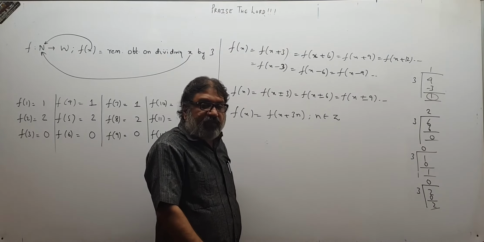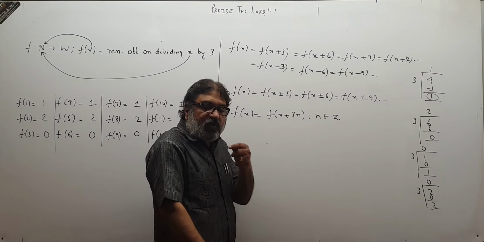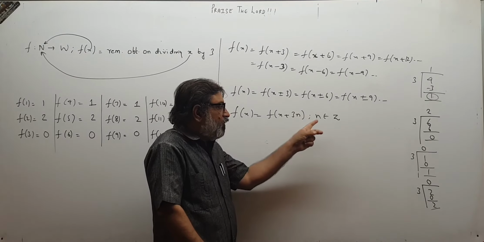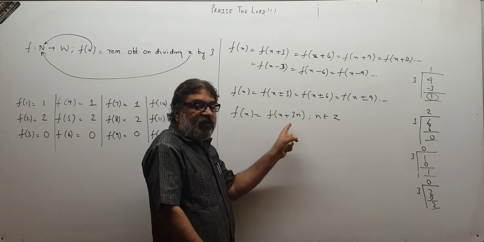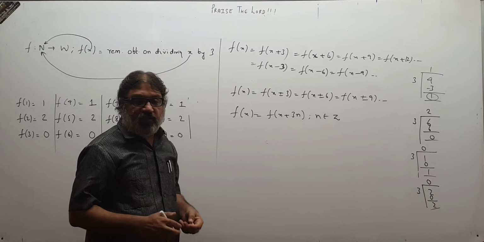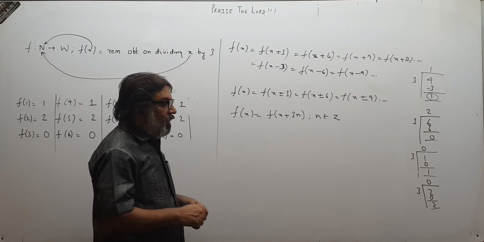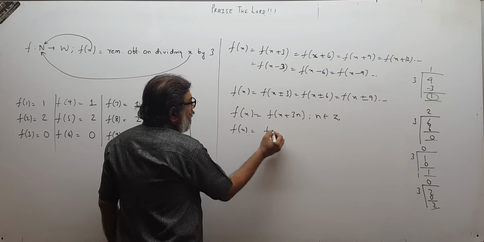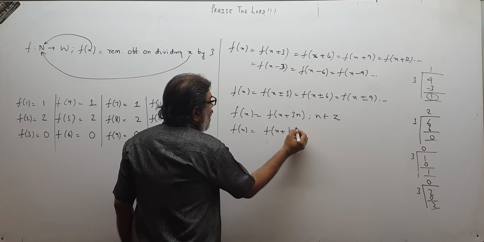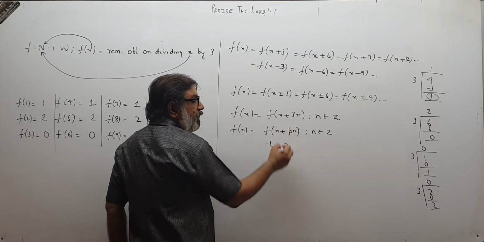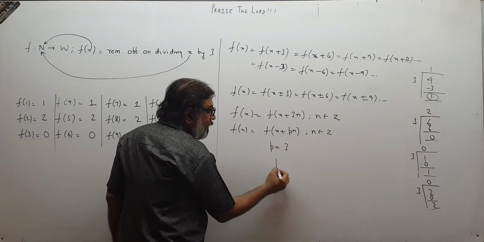Just like over there, f(x) was f(x plus 2n). Just turn your pages and see. There we wrote f(x) is f(x plus 2n), n belongs to Z. Here f(x) is f(x plus 3n), where n belongs to Z. So again, this is a periodic function, because f(x) is coming out to be f(x plus pn), where n belongs to Z. What is p over here? 3. What was p in that example? 2.